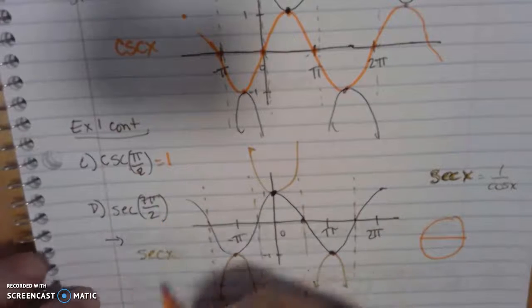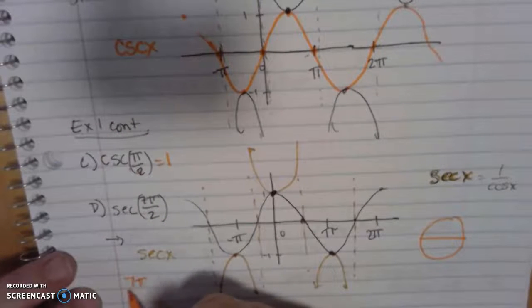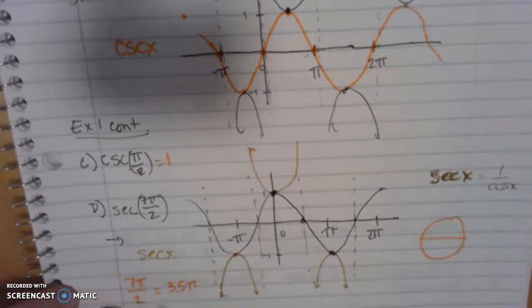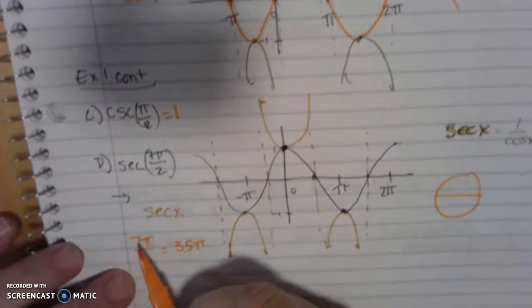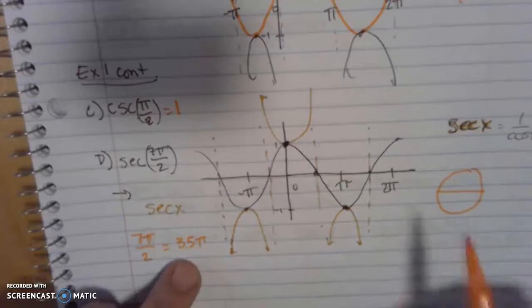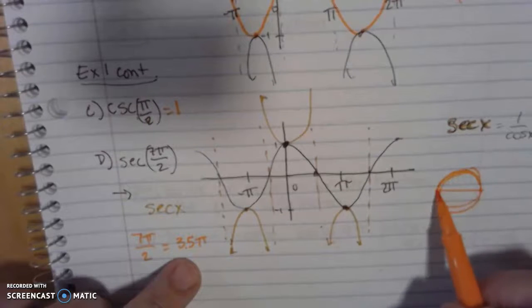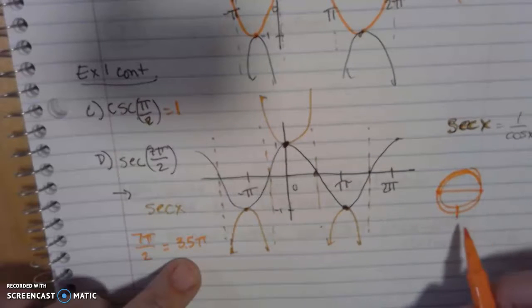So 7 pi halves is the same as 3.5 pi, right? 2 goes into 7 3 times with a half left over. So I'm going to do 3 pi's: 1 pi, 2 pi, 3 pi, and then half a pi. I'm going to end up down here.